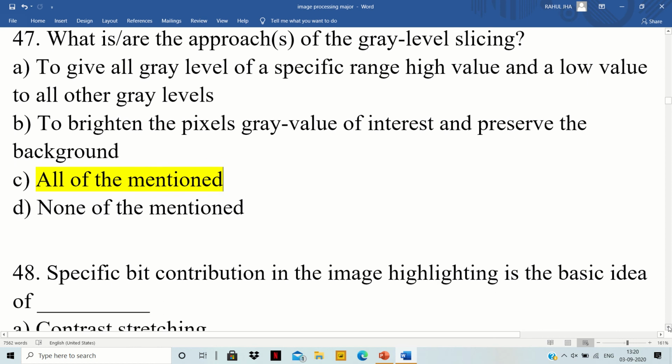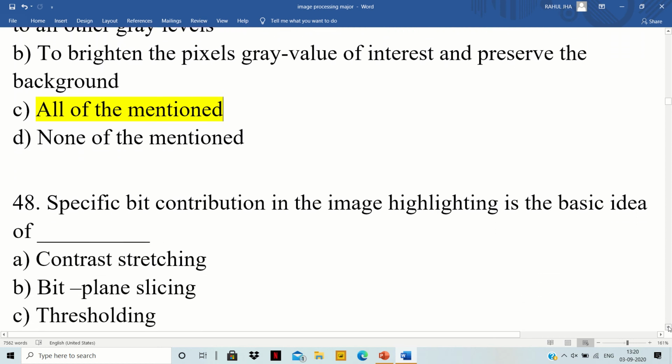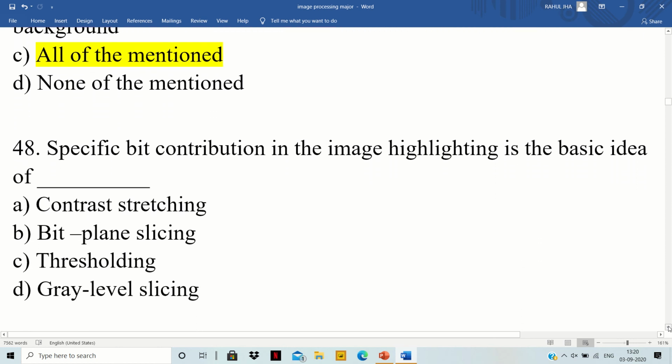Next question. Specific bit contribution in the image highlighting is the basic idea of which technique? We are highlighting a word which is bit. So bit-wise mapping, we are taking the bit. The right answer will be bit plane slicing.